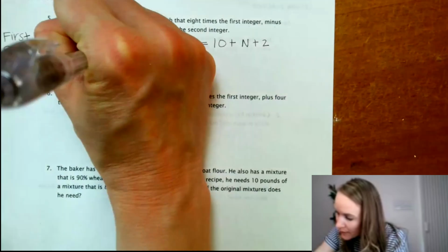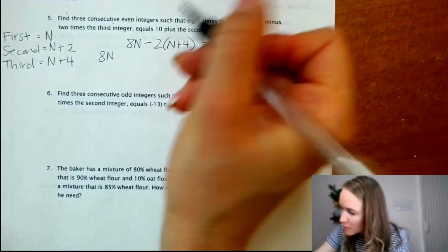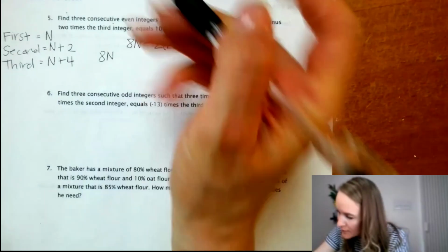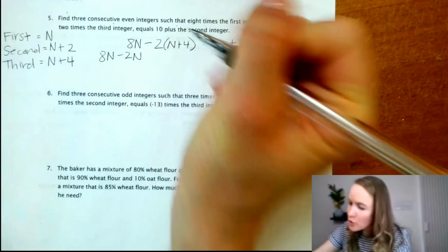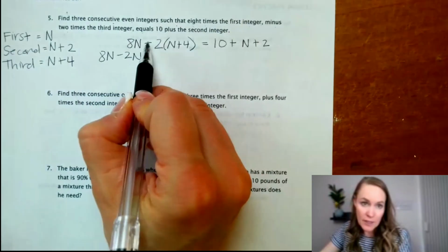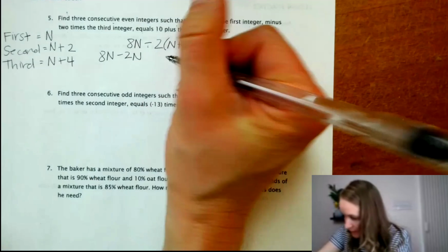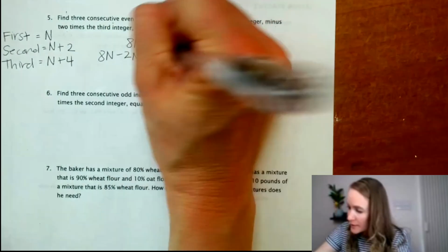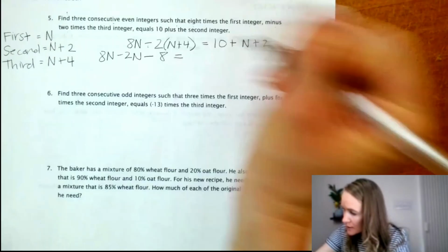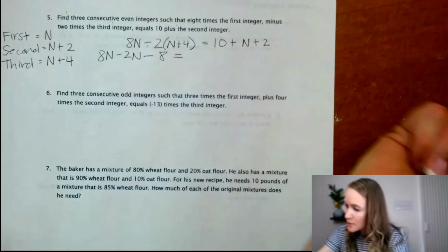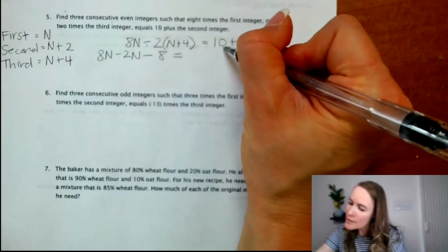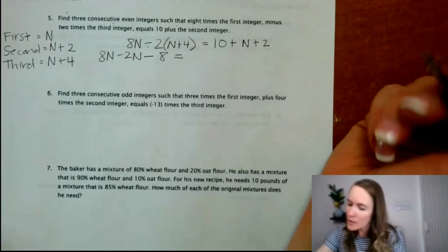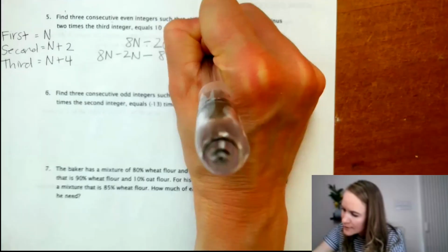Okay, so we have 8n. I'm going to move this over a little bit. Negative 2 times n is negative 2n. Don't forget that negative. Negative times a positive is a negative. 2 times 4 is 8, equals 10 plus n plus 2. All right, I'm just going to go ahead and do that 10 plus 2 step on this side. So I have 12 plus n.